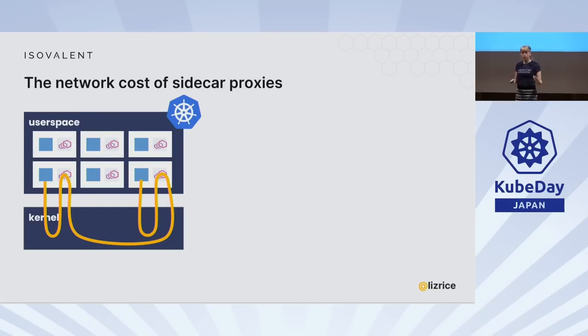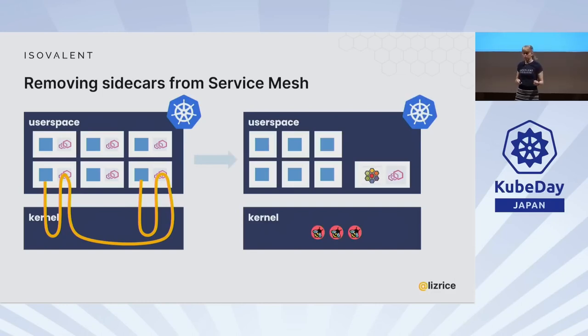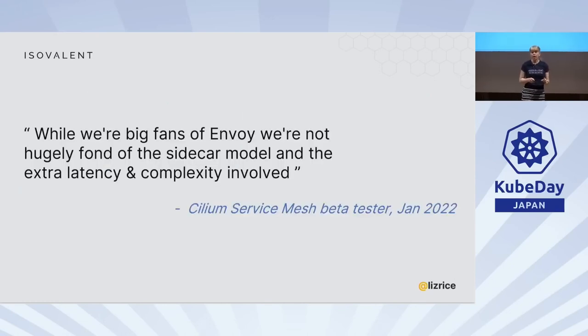If we run the proxy outside of the pod, then we can create a much more direct networking path between two different pods, only passing through the proxy once, and only passing through the proxy when it needs to because layer 7 traffic is involved. And we know from Cilium beta testers that this ability to avoid the operational complexity and the improved latency is really attractive. There are many organizations for whom sidecar-based proxies, it's just been too high a price to pay for the functionality that they get.